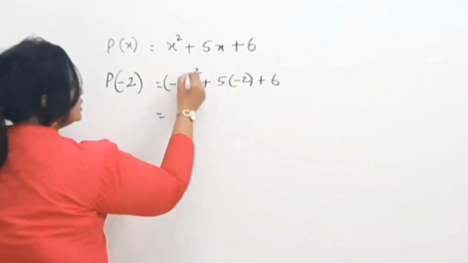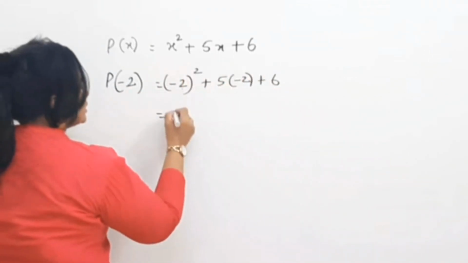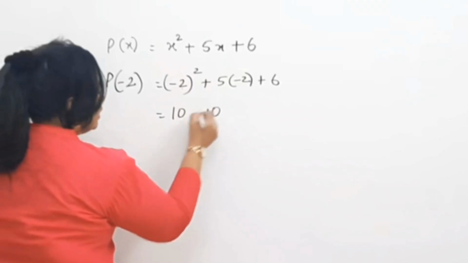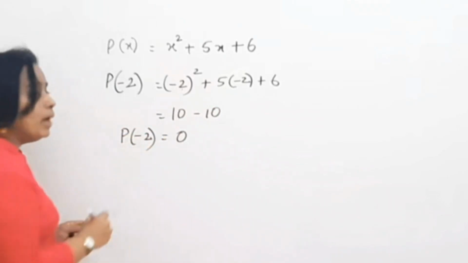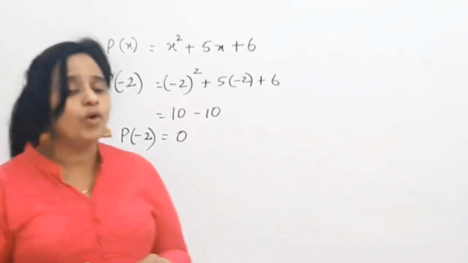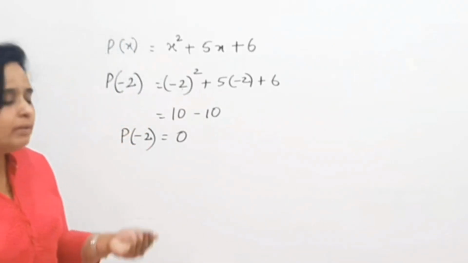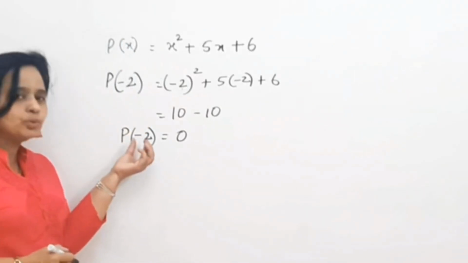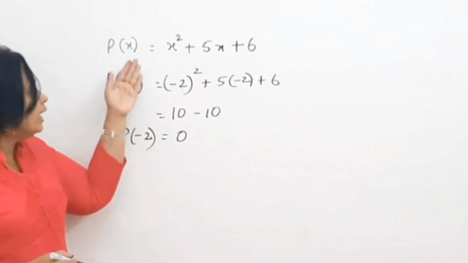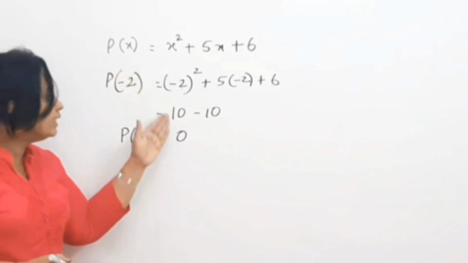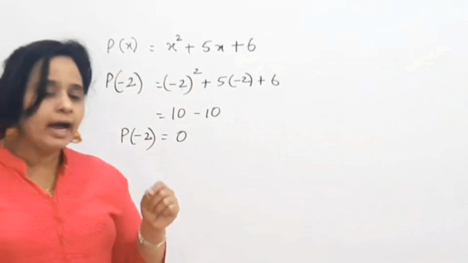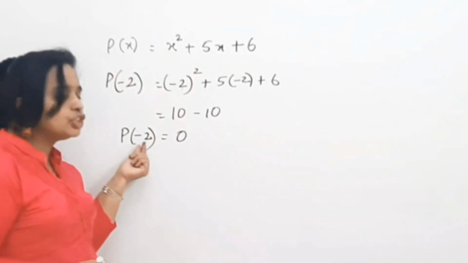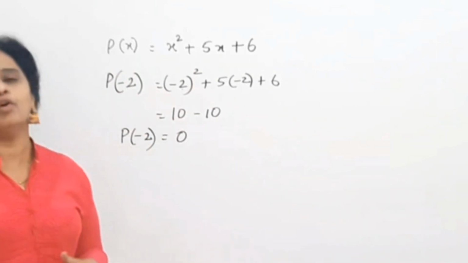So I know 4 plus 6 is 10, and 10 minus 10 is equal to 0. Now I can say that minus 2 is a 0 of the polynomial. What do you mean by that? When we substitute the value minus 2 in place of x, the polynomial value becomes 0. So I call this minus 2 the 0 of the polynomial.